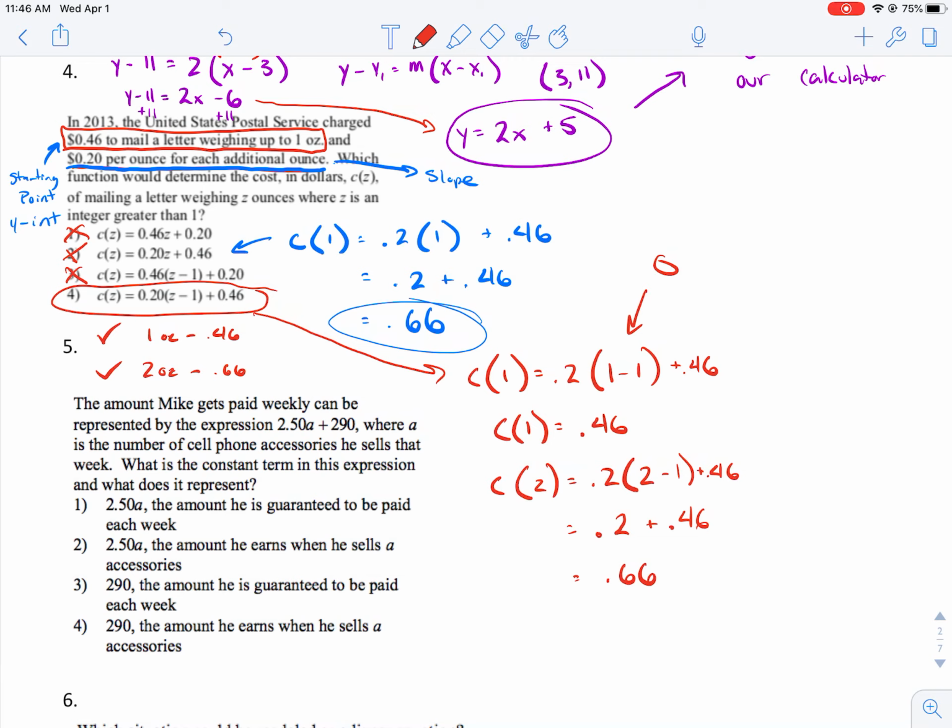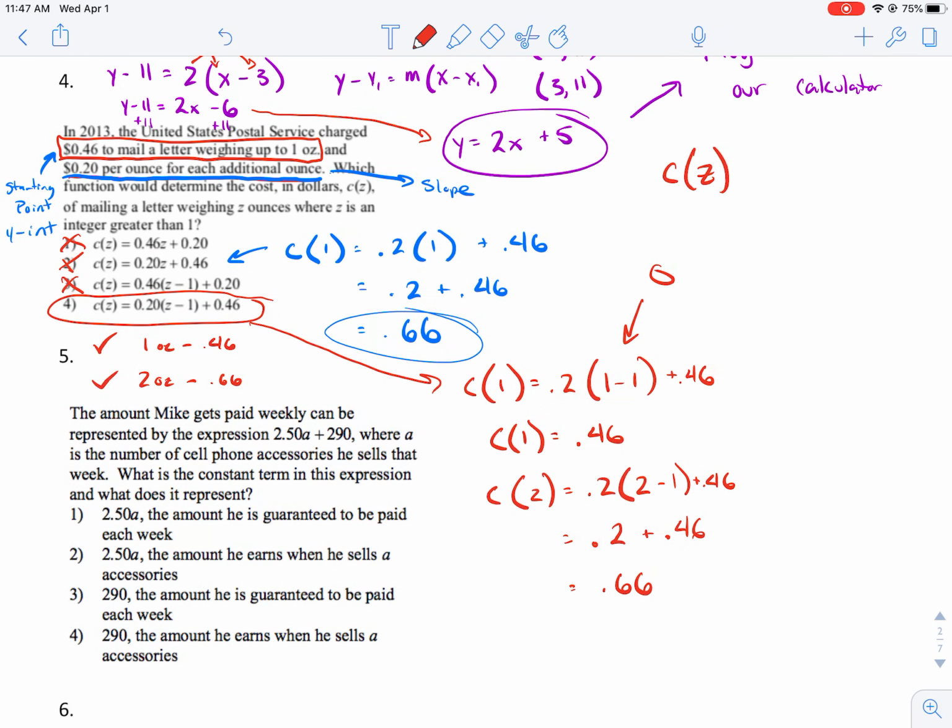Okay? So that is why number 4 is the correct answer and not number 2. You would suspect it to be number 2 because 46 cents is our starting point. But you got to remember that we're actually not getting charged an additional 20 cents until 2 ounces. So realistically, it's kind of an imposter starting point. It's not technically our starting point.